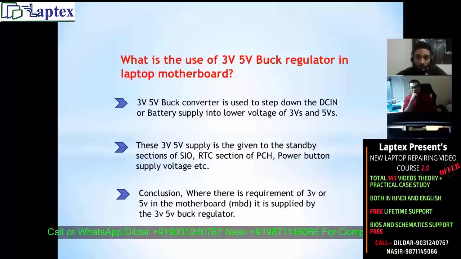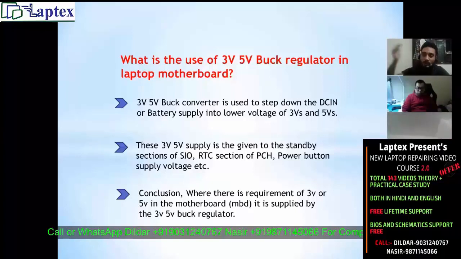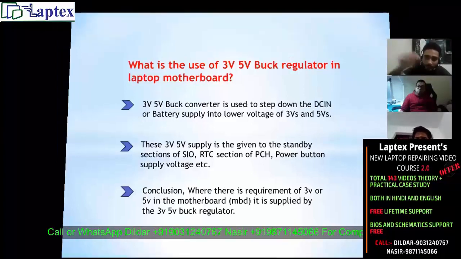It means the 3 volt 5 volt section can have a fault due to various sections, because this IC is supplying voltage to different sections. If, say, a USB IC has a fault and its VCC is supplied by this 3 volt 5 volt section, then this supply will also get dropped. That can also cause a problem in the 3 volt 5 volt section. So first we have to understand where these supplies are going. That is what is explained by this point.